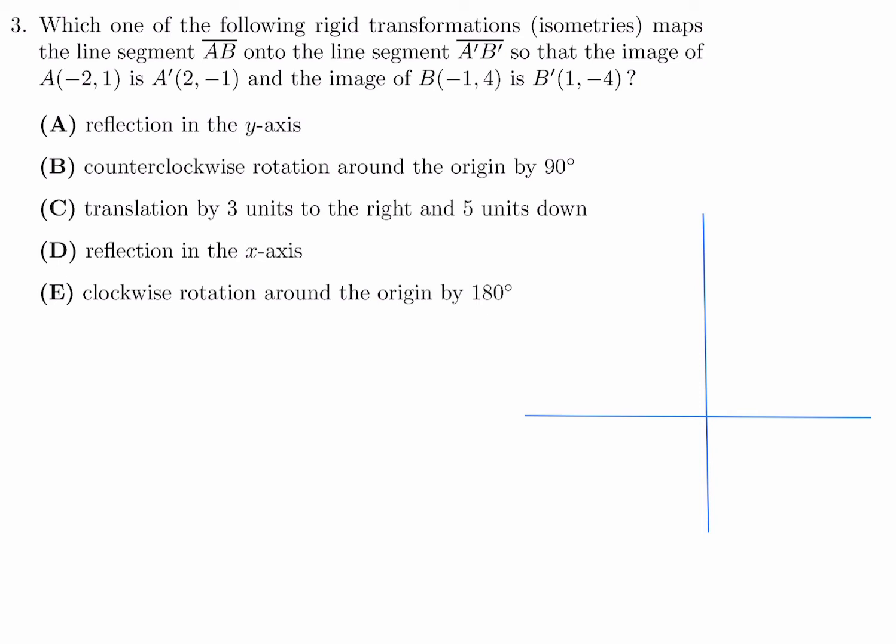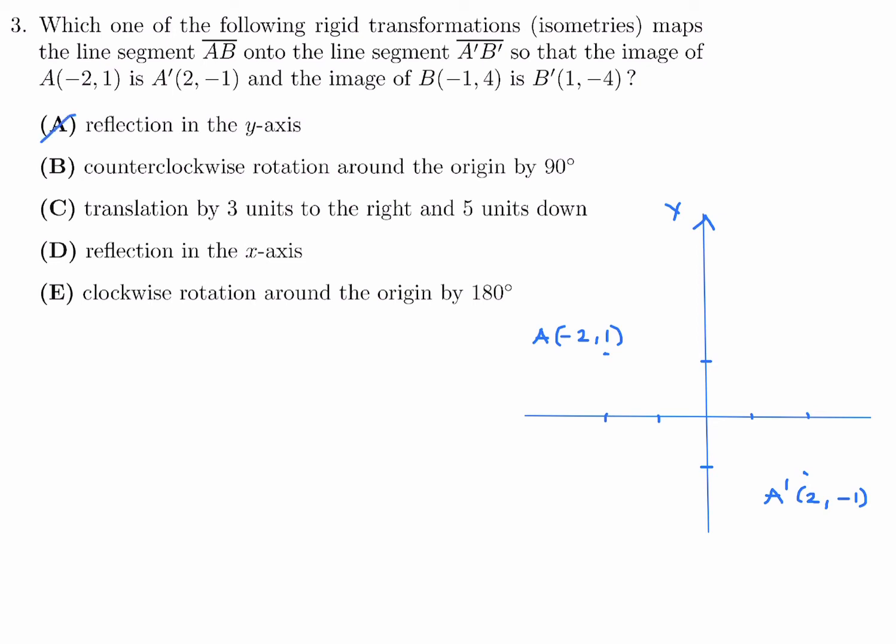So A is minus 2, 1. So minus 2 and 1. So there's A, minus 2, 1. And then A prime is 2, negative 1. So here's 2, and here's negative 1. So 2, negative 1, like that. Okay, let's talk about these. A reflection in the y-axis. Well, this is the y-axis right here. If we reflected it, A would be here. So that's obviously not the case.